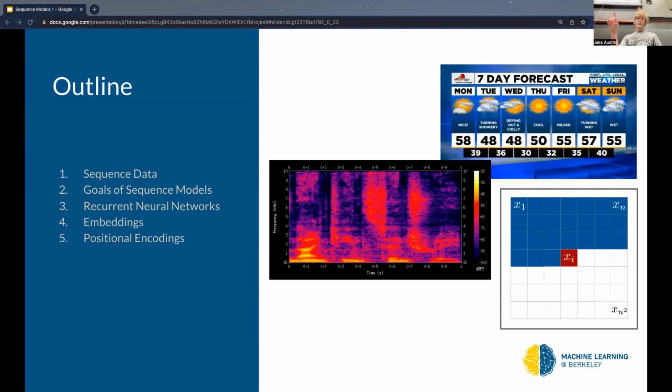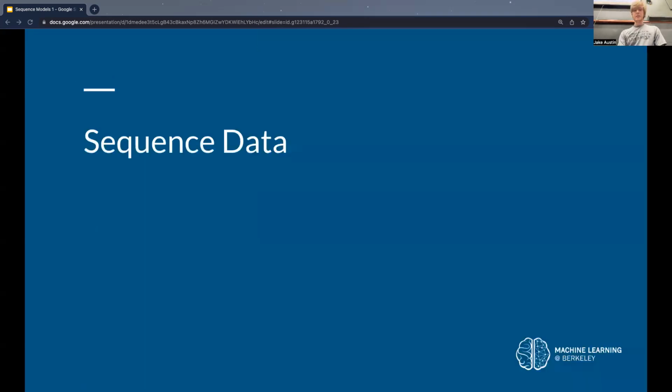We're going to talk a little bit about how we represent sequence data. What are the goals that we would like out of a good sequence model? We're going to talk about a simple solution for that, a recurrent neural network, and then a little bit of fluff at the end, embeddings and positional encodings. So let us jump in.